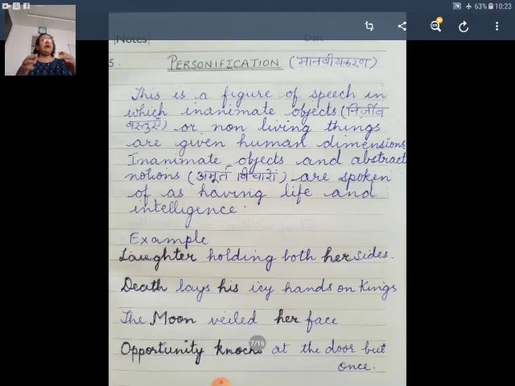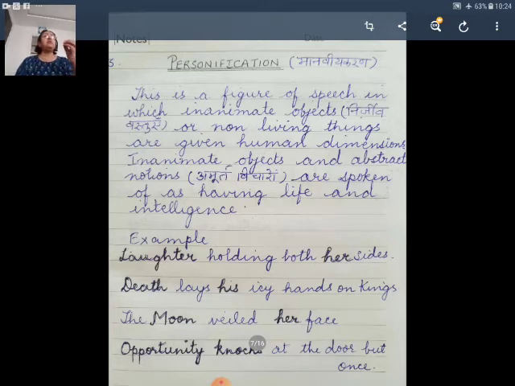The moon veiled her face. Now, the poet sees moon as a lady who has put a veil, ghungat, on her face. Her face means lady, so moon is seen as a lady. So again, this is a personification. Opportunity knocks at the door but once. So opportunity is seen as a person who is knocking at the door. As a human being, opportunity is knocking.